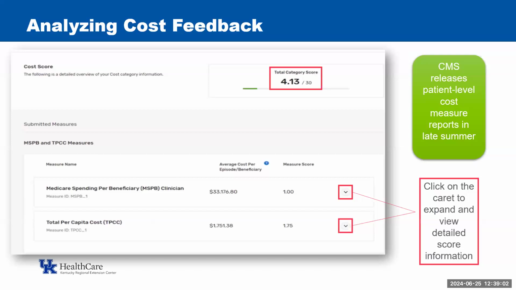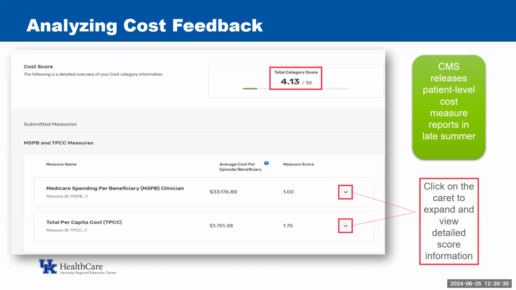So when we're looking specifically at feedback reports, again, this is not the same example as we just saw because the scoring is clearly different. But you'll see the cost score here at the top, and then you'll see all of the measures. Now, it's a bit of a misnomer when it says submitted measures because you all are physically not submitting data. All of this is pulled from your claims that you submit throughout the year.